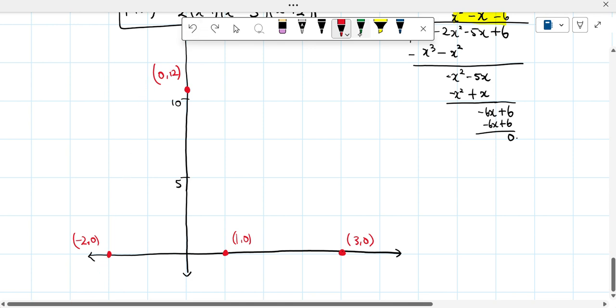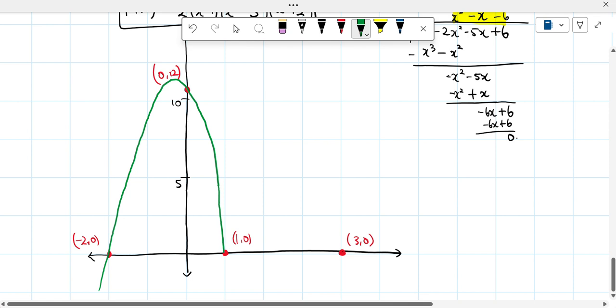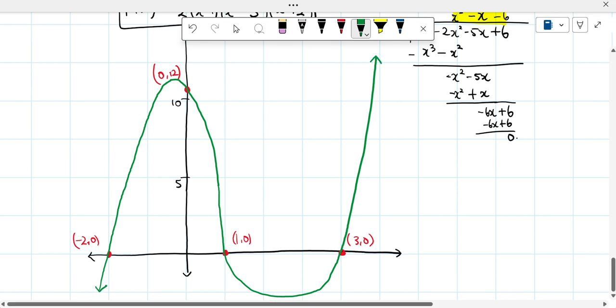it's a different color, going from the bottom left, and we need to turn once between the first two x-intercepts, and then we turn one more time between the second and third x-intercept, and it goes upwards.